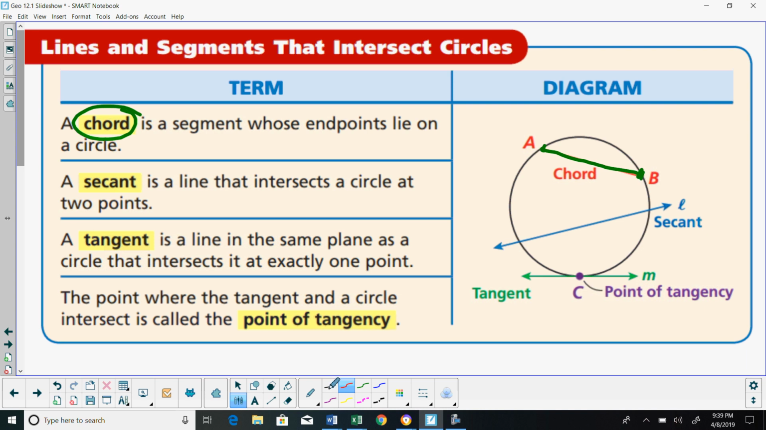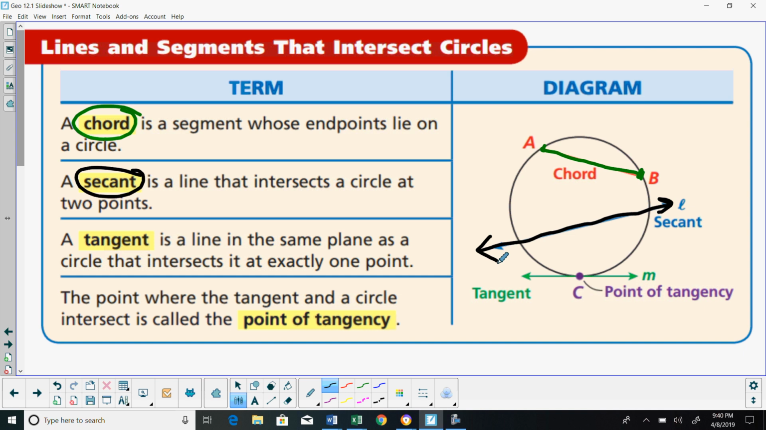A secant is a line that intersects a circle at 2 points. So this is a line right here. This line intersects the circle in 2 points. So we would say, hey, line L is a secant.